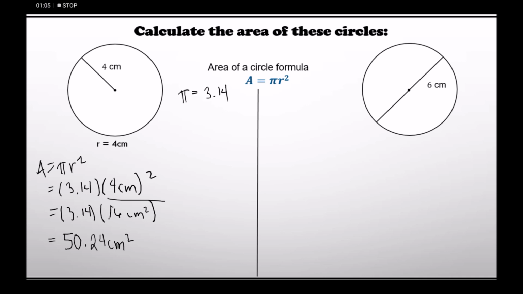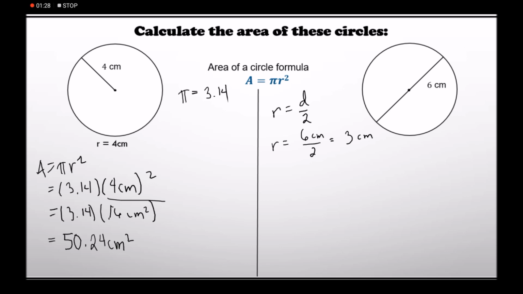For the second circle, the given here is a diameter. So we have to use the formula radius is d over 2, where d stands for the diameter. That will be r is equal to 6 cm over 2, and that is 3 cm, and that will be the value of your radius.